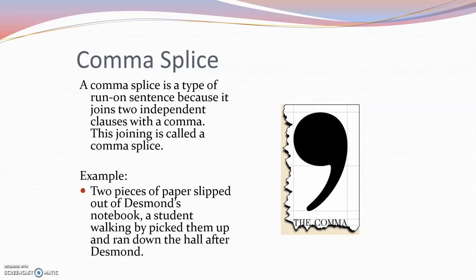And now we'll look after the comma. A student walking by picked them up and ran down the hall after Desmond. Student is the subject, walking by is the verb, picked them up and ran down the hall after Desmond. That completes the thought. So it actually has a compound verb, but the point is that you're joining two independent clauses with a comma, and that's incorrect.